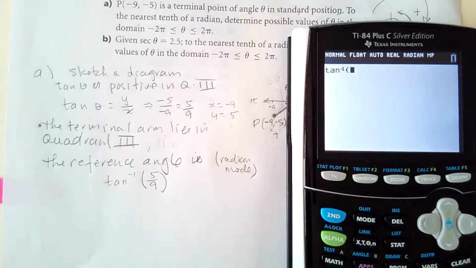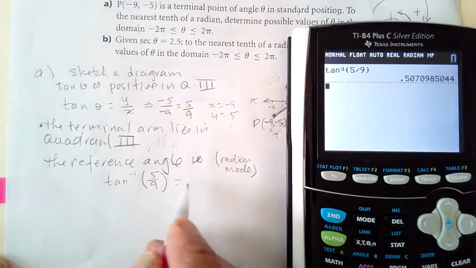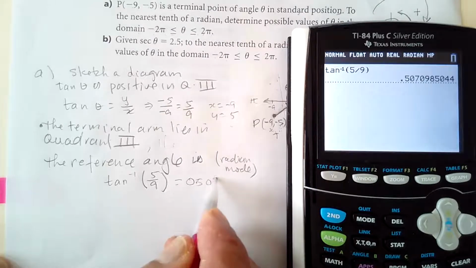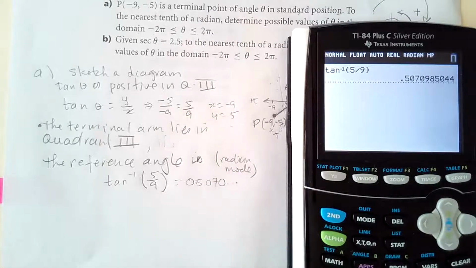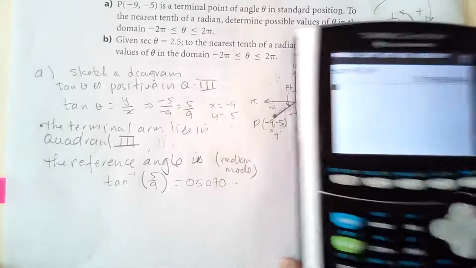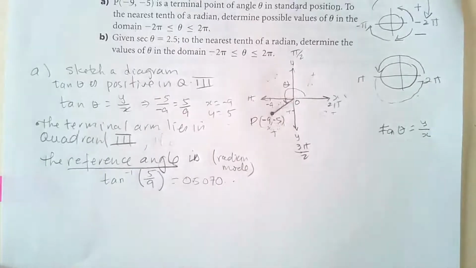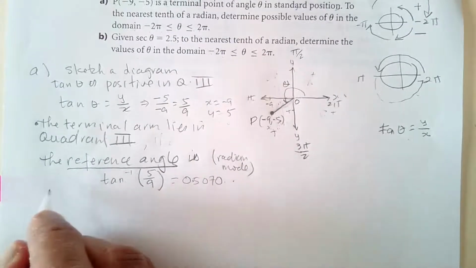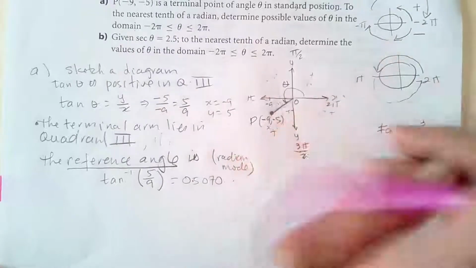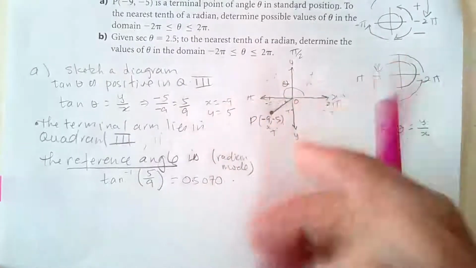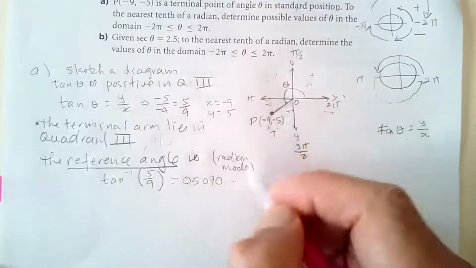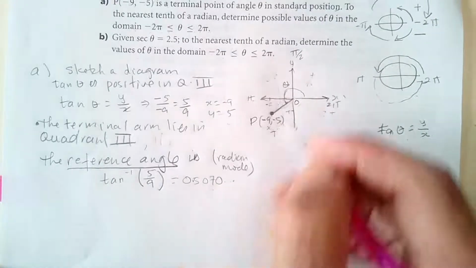So second tangent, 5 divided by 9 equals 0.507. We'll write that as 0.5070, and this goes on. So now that's the reference angle. The reference angle, which we have here, is 0.507.